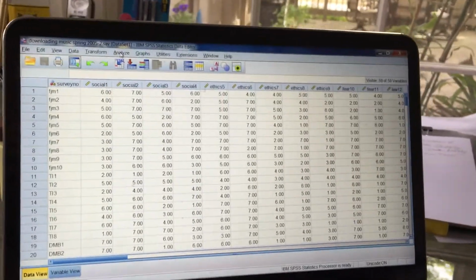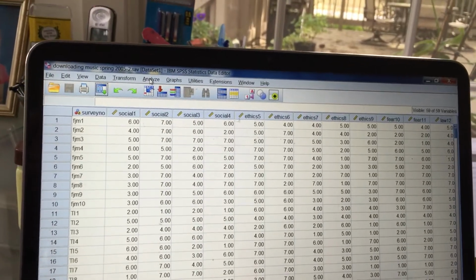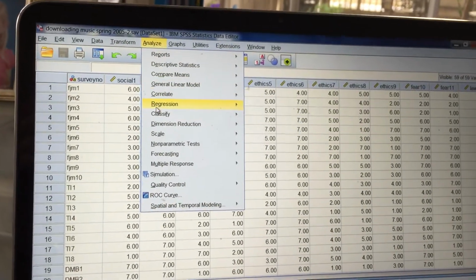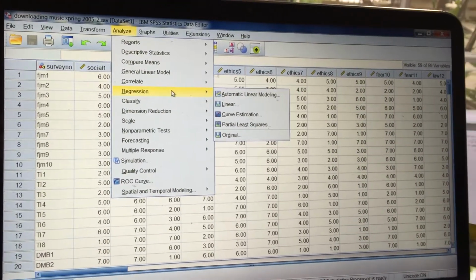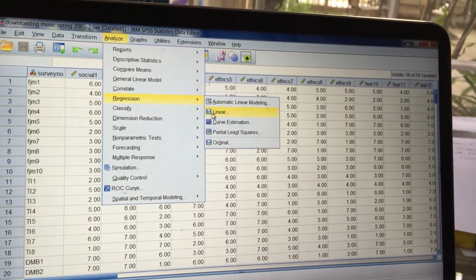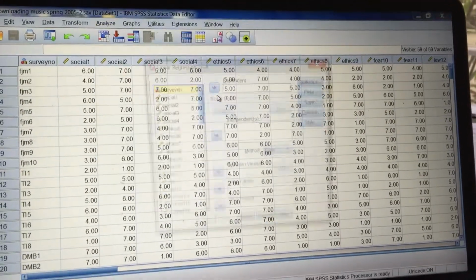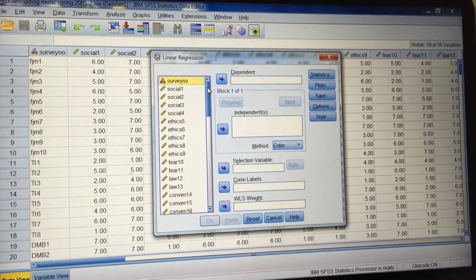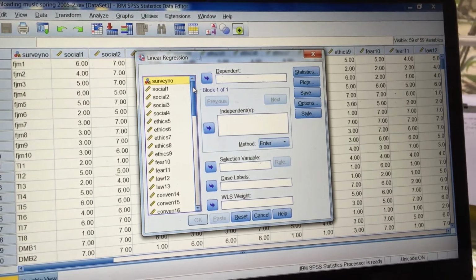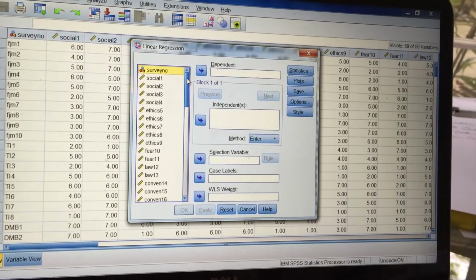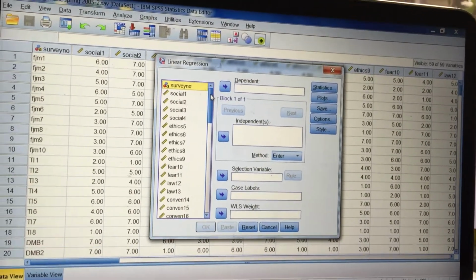Okay, so I'm looking at SPSS, and to run this, I'm going to go to Analyze, Regression, and then Linear. So these are the three steps I take. I'm going to click on Linear. And in this data set, I like to use the statement number 39: I plan to continue to download music illegally in the future.